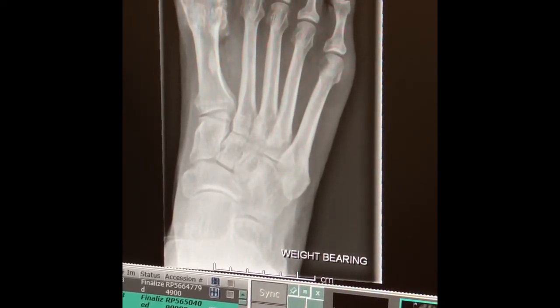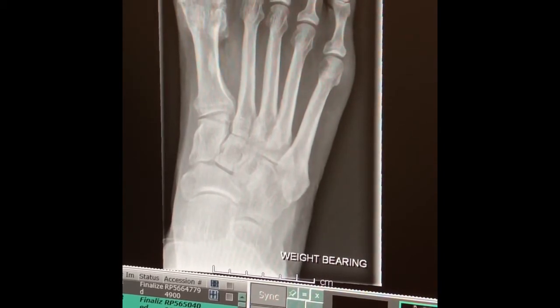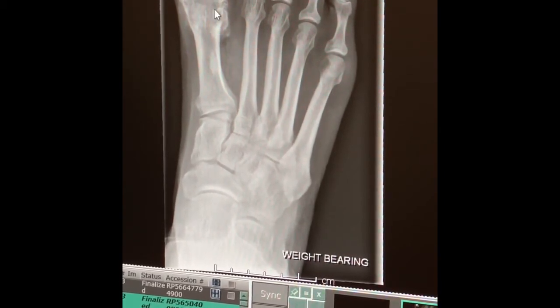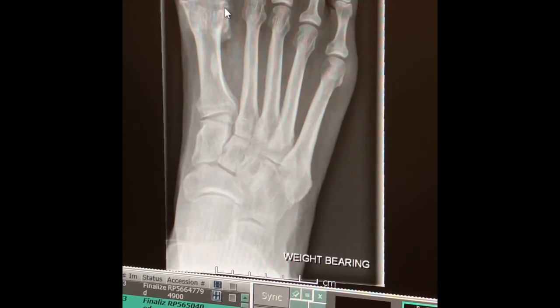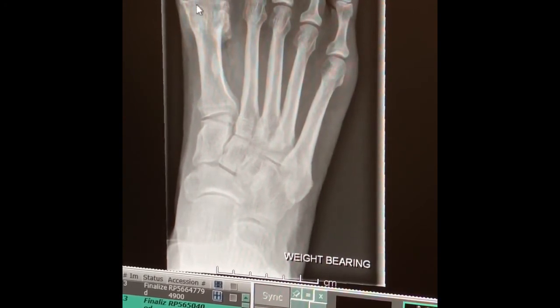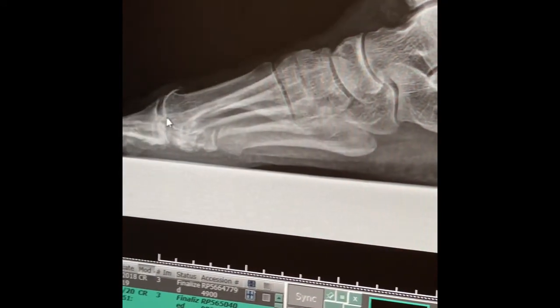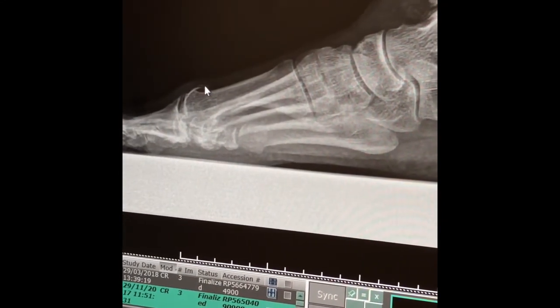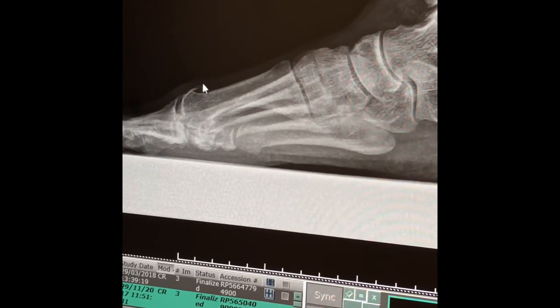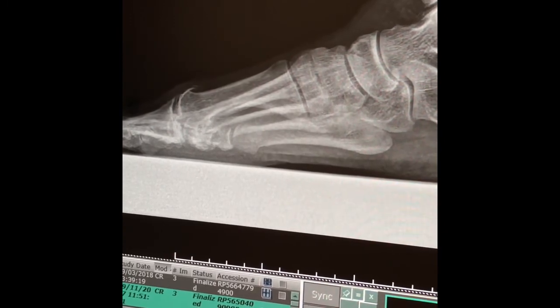The first is that we get a loss of the joint space, so there's narrowing between the two bones. The second thing is we get the spiky bone known as osteophytes, which develop around the margins of the joint. And if you look at a lateral view x-ray, you can see that there's a spike on top, looks like a little devil's horn sitting on the top of the joint.